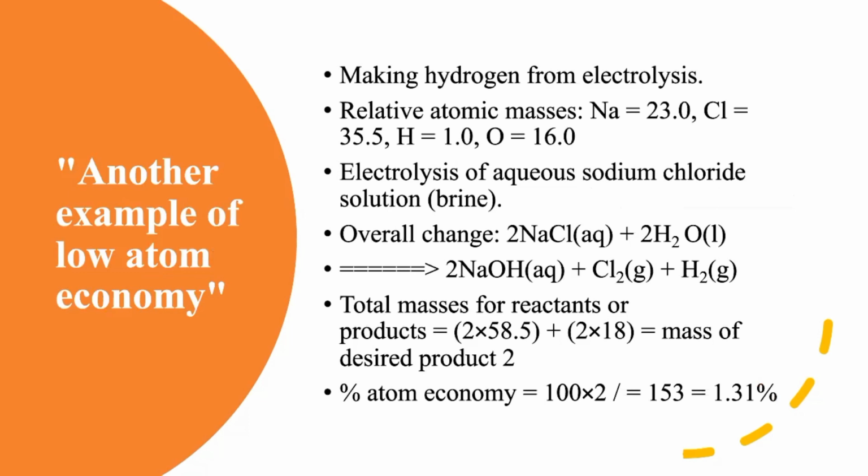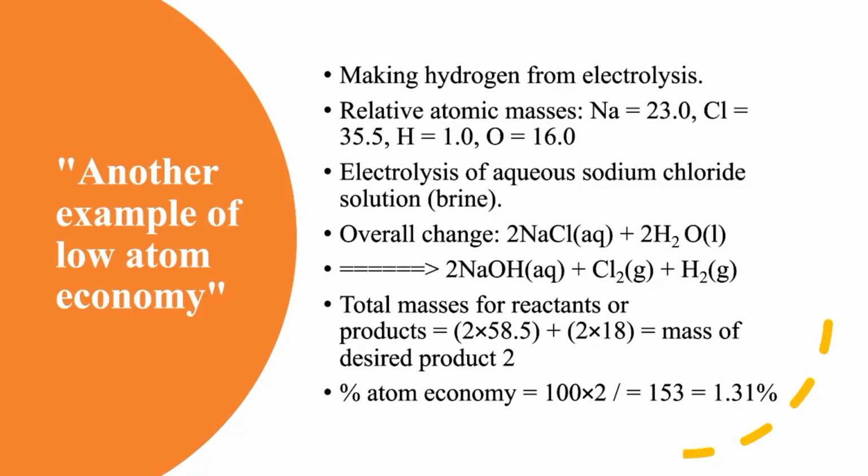Here is another example of atom economy, which is also an example of low atom economy: making hydrogen from electrolysis. Relative atomic masses of sodium, chlorine, hydrogen, and oxygen. Electrolysis for aqueous sodium chloride solution.